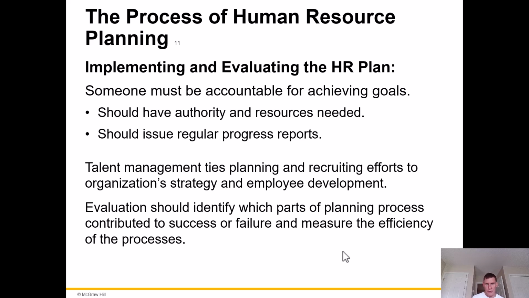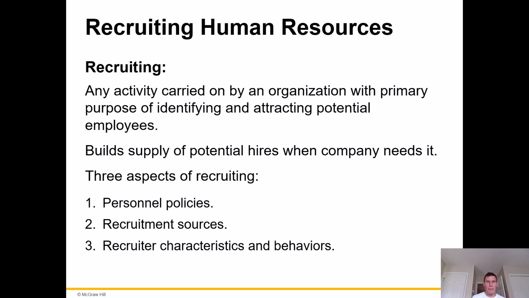I mean, you could really say that about anything that goes on in the workplace, right? So talent management ties planning and recruiting efforts to organization strategy and employee development. So that's, again, trying to develop these sort of mission-driven employees, if you will. The evaluation should identify which parts of the planning process contributed to success or failure, and then measure the efficiency of the processes. So if we need to make any course corrections, we need to know that as soon as possible, so that we can do that.